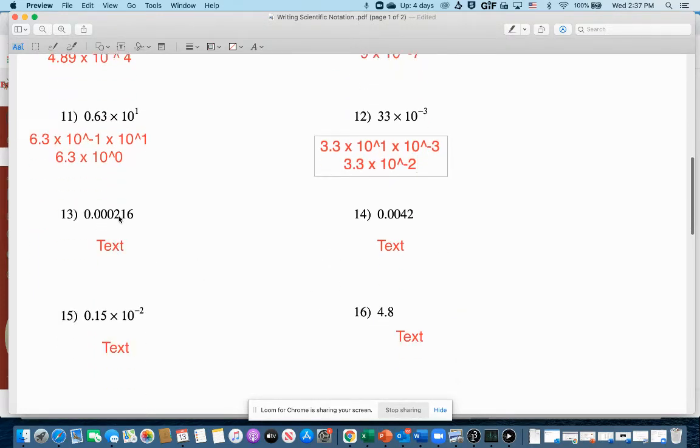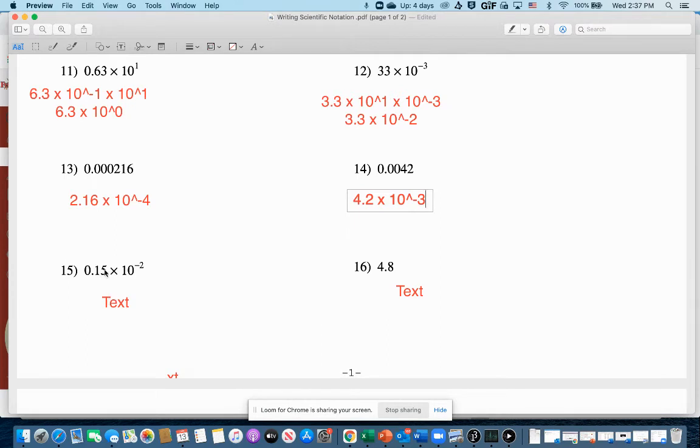So right here, I got 2.16. That's going to be my base part here, times 10 to my power here. And then we just count how many times we move this over. 1, 2, 3, 4. And that is smaller than 1, so that's going to be a negative 4. This one, my first number is 4, so I'm going to change that to the 1 spot. 0.2 times 10, and I move this over 1, 2, 3 times, right? And this is smaller than 1, so that's going to be a negative 3 here.